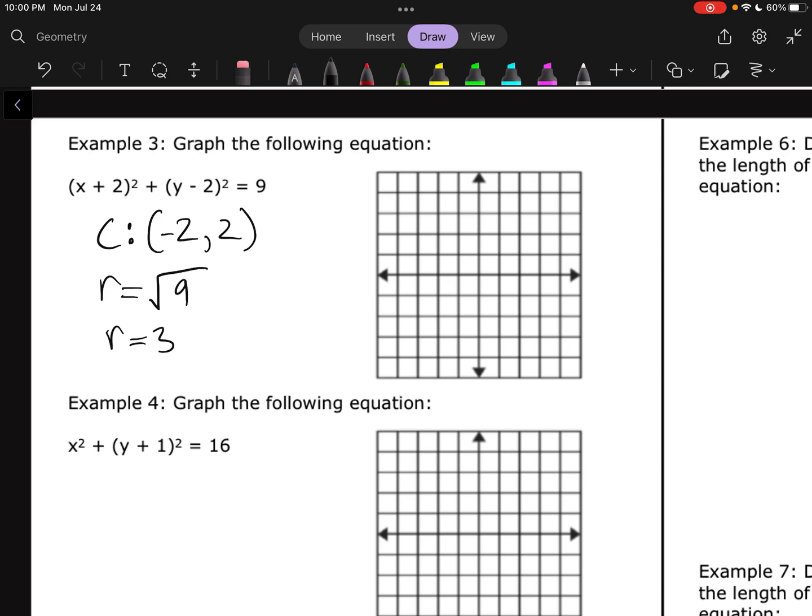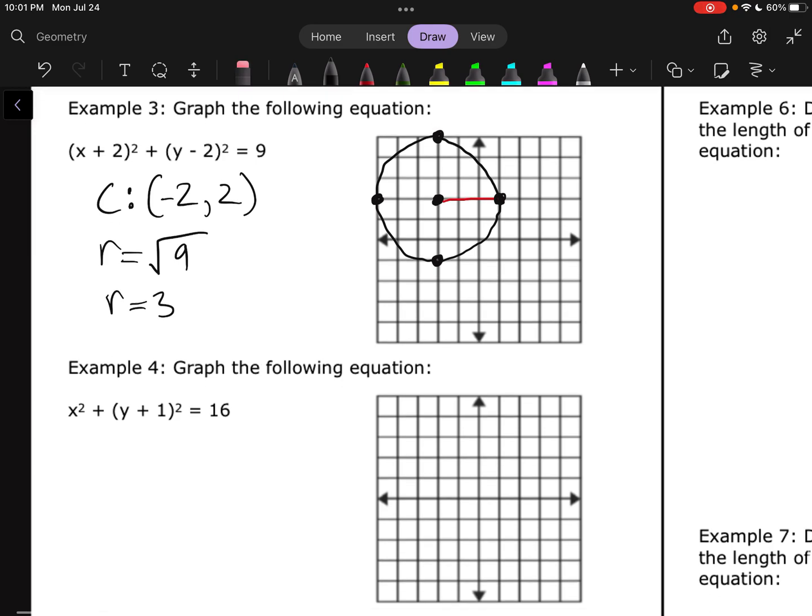So let's go to -2, +2. Put a point down there. And then with a radius of 3, that means that I'm going to go over 3. Put a point there. I'm going to go up 3 from the center. Put a point there. Left 3. Put a point there. Down 3. Put a point there. And then I'm just going to do my best to make a kind of nice looking circle. Not the greatest circle in the world, but that will work.